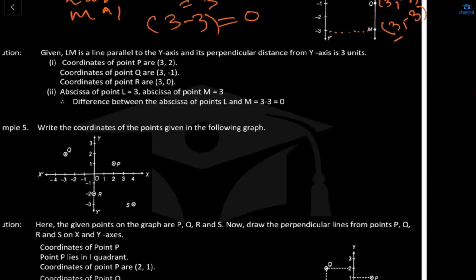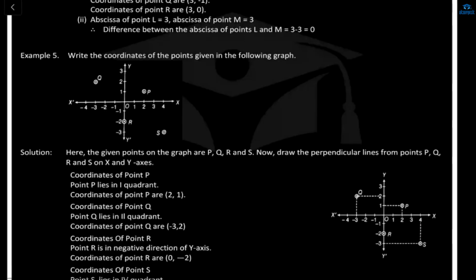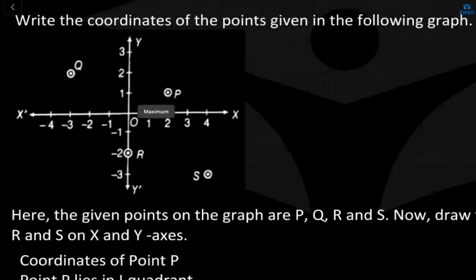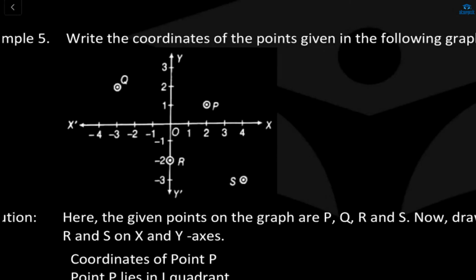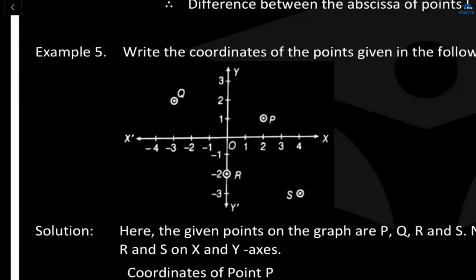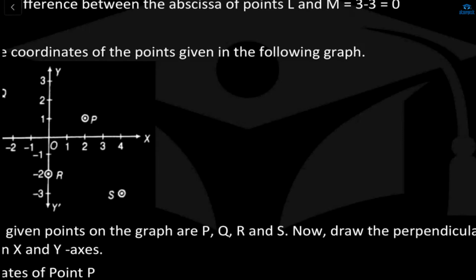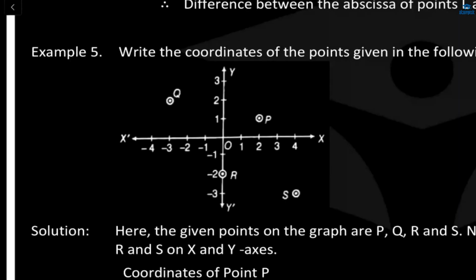Okay, now question number 5: write the coordinates of the points given in the following graph. Now you have 4 points. Everybody, is it visible properly? I've expanded it. So this is your graph, shown in your figure. Now you have to tell the coordinates of the points given in the following graph. First of all, it's good to join all the points so that we can figure it out. I'm using different colors so that you don't face any problem.